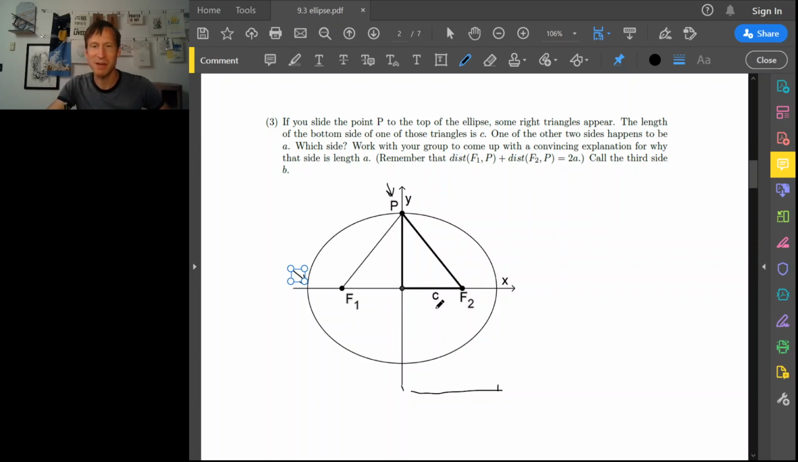It's not the bottom side, because the bottom side is the distance from the origin to the focus F2, and we call that distance c. So it's one of these other two sides. Which of these two sides is the length a? Pause the video and see if you can decide for yourself.